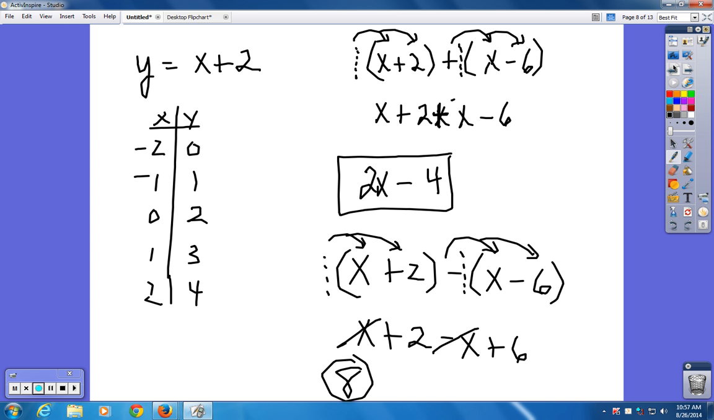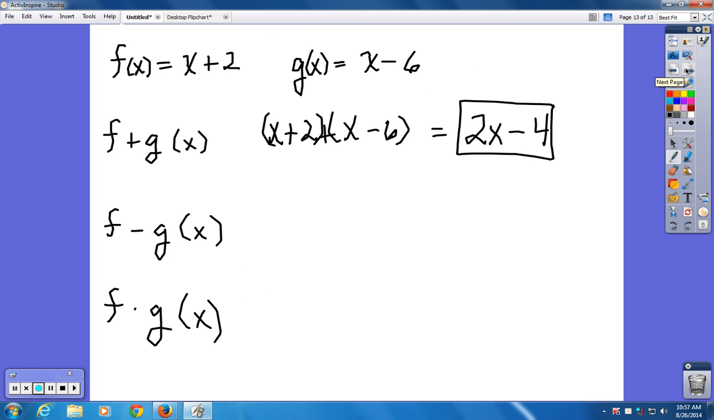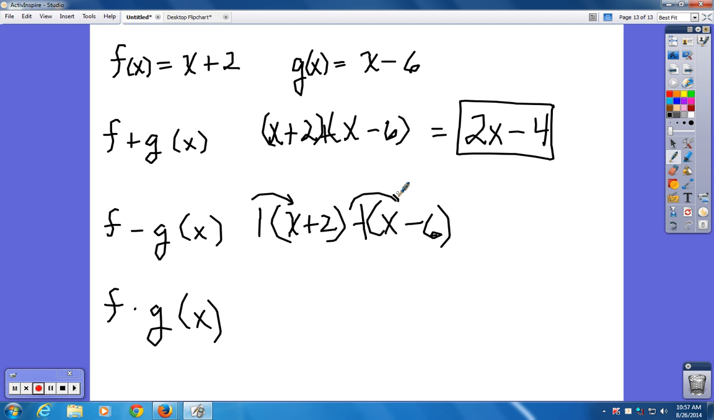All right? Here we have x plus 2 minus x minus 6. f minus g of x. This minus this. x plus 2 minus x minus 6. Positive 1 is distributed. That negative 1 is distributed. You get x plus 2 minus x plus 6. And what do we get? 8. Let's look back and see what we got in pre-algebra.